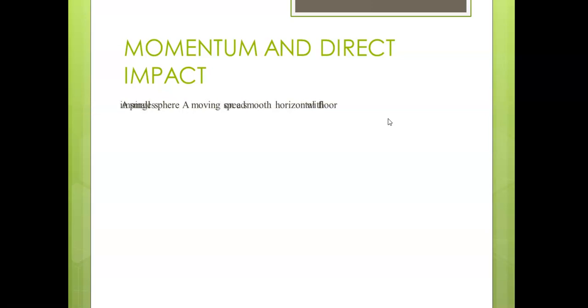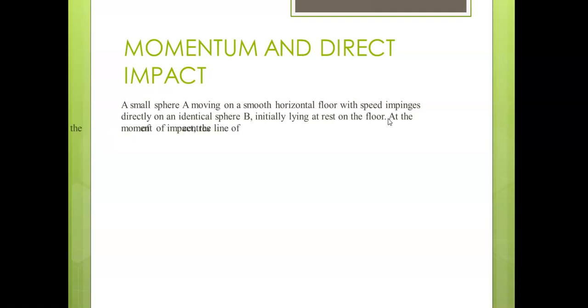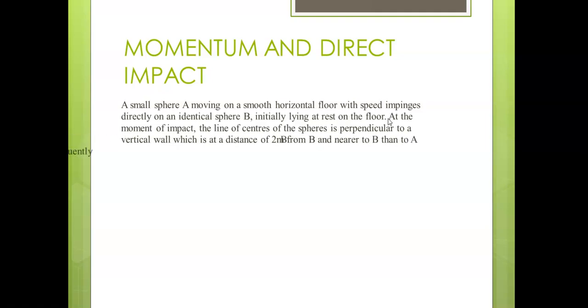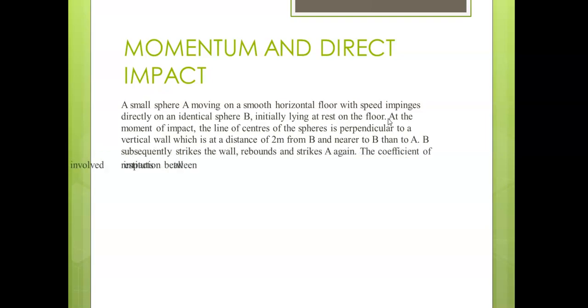A small sphere A moving on a smooth horizontal floor with speed u impinges directly on an identical sphere B, initially lying at rest on the floor. At the moment of impact, the line of the spheres is perpendicular to a vertical wall, which is at a distance of 2 meters from B and nearer to B than to A. B subsequently strikes the wall, rebounds, and strikes A again. The coefficient of restitution between all impacts involved is half. Find A, the speed of the sphere after the first collision.